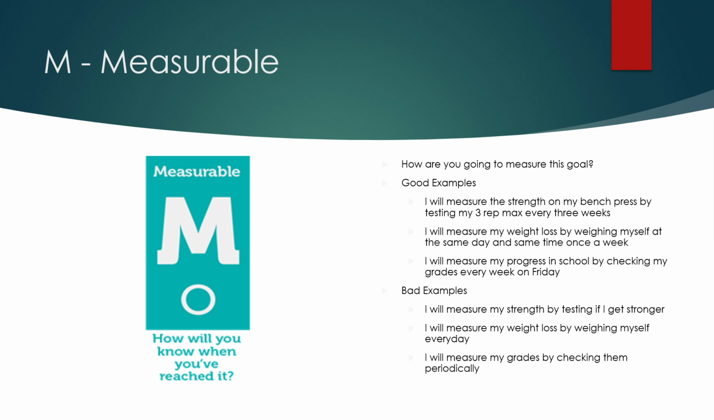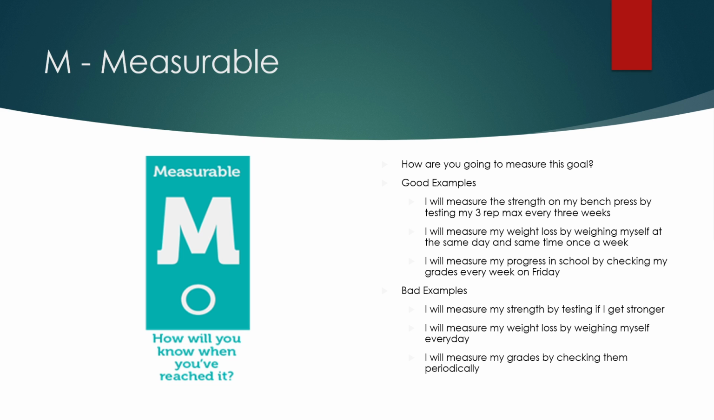I might have some lingo in here that you might be a little unfamiliar with. We'll get into that, but just take the overall idea or message of this slide. I will measure my strength on my bench by testing my 3-rep max every 3 weeks. Very consistent. Measurable. I know every 3 weeks, same day, same time, I'm going to test my 3-rep max. If it keeps going up, then I'm getting stronger. If it's not, or if it's going down, I know I need to reevaluate my goal and how I'm progressing towards it.